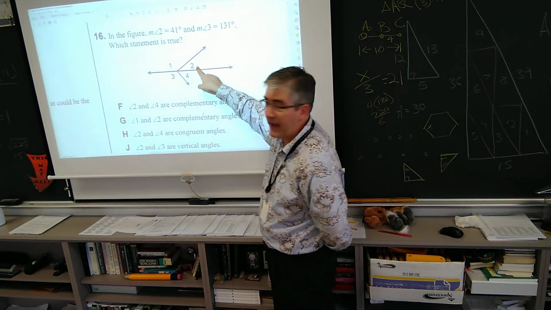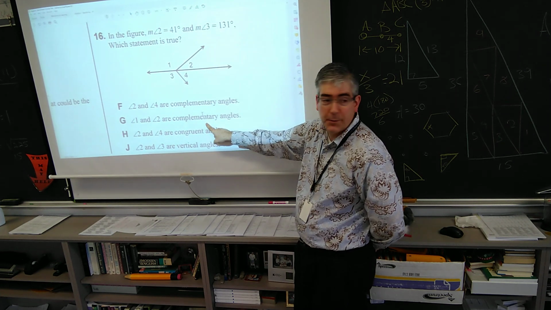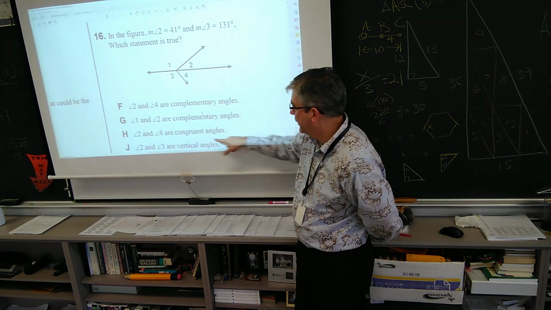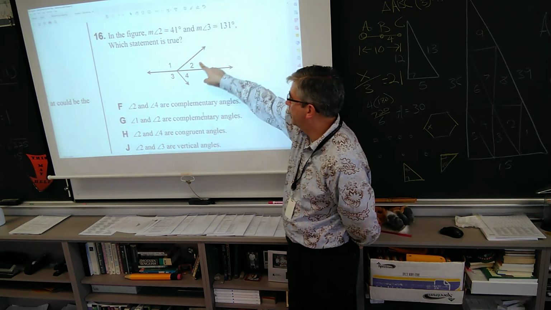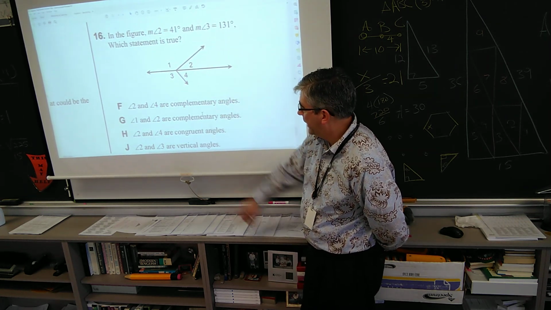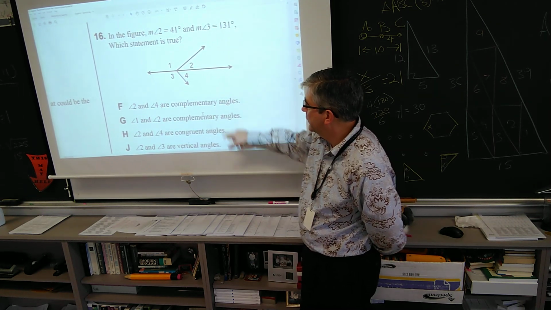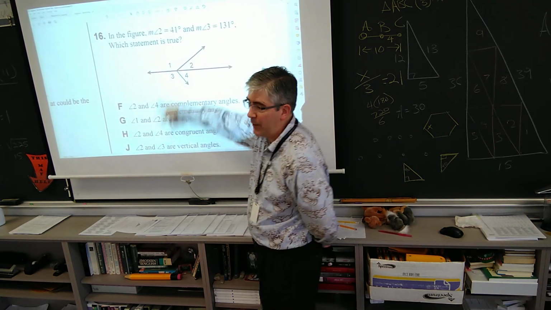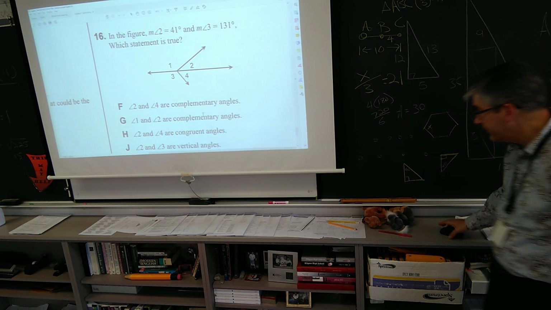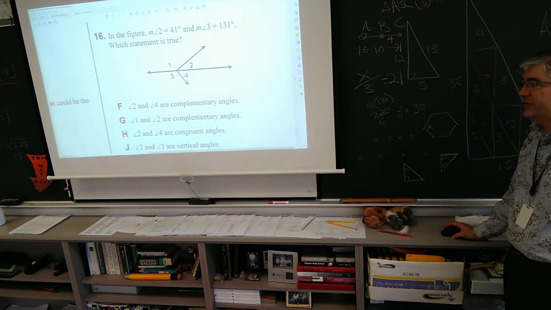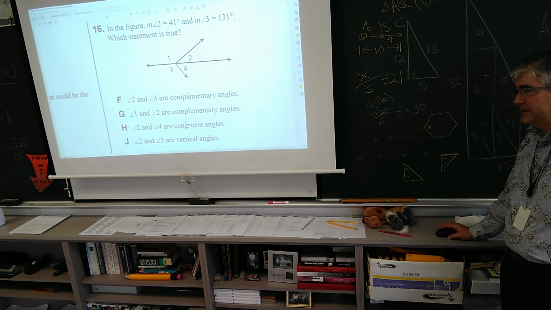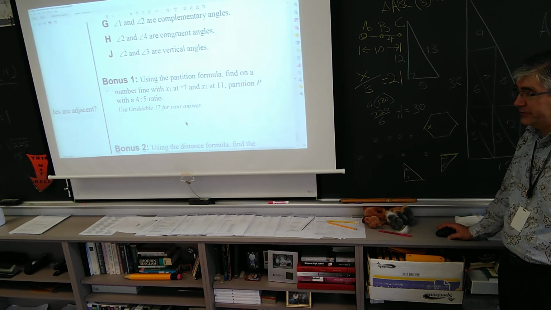1 and 2 are complementary. Well, they do look like they add up to 180. That's not what complementary means. It adds up to 90. So that's false. 2 and 4 are congruent angles. Nope, 41 and 49 are not congruent. And 2 and 3 are vertical angles. 2 and 3, no, they do share a vertex, but their sides don't form opposite rays. So we needed to know those definitions. Vertical angles, complementary.